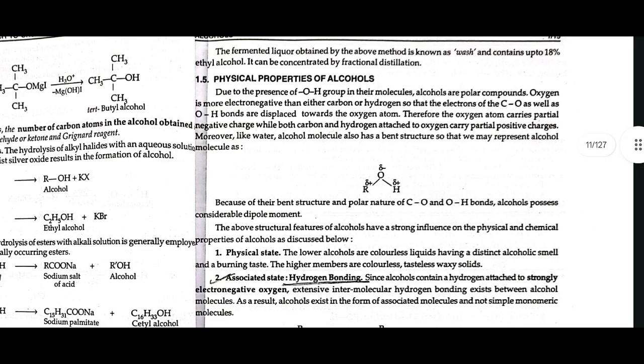Physical properties of alcohol. Due to the presence of the OH group in their molecules, alcohols are polar compounds. Oxygen is more electronegative than either carbon or hydrogen, so the electrons of the C-O bond as well as the O-H bond are displaced towards the oxygen atom. Therefore, the oxygen atom carries a partial negative charge, while both carbon and hydrogen attached to the oxygen carry partial positive charges. Moreover, like water, alcohol molecules also have a bent structure, so we may represent an alcohol molecule as follows.